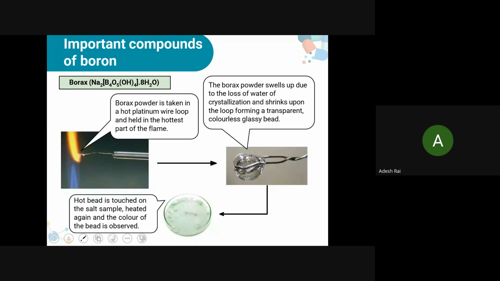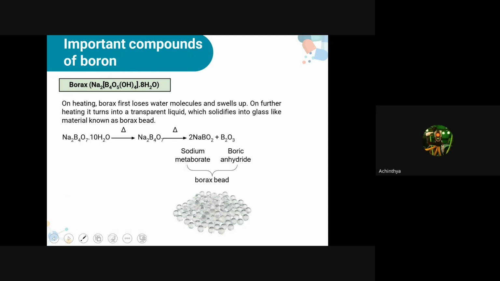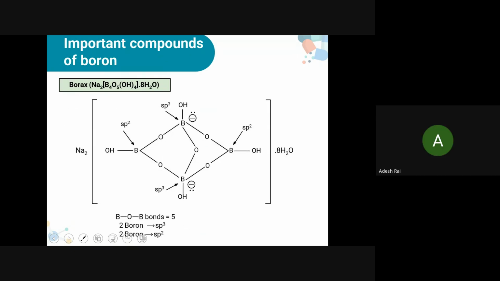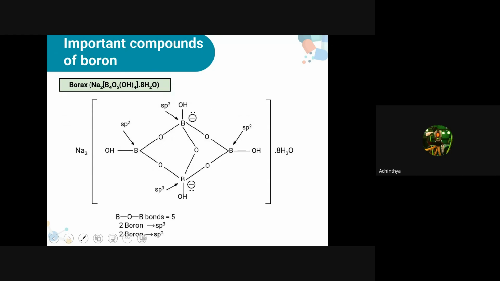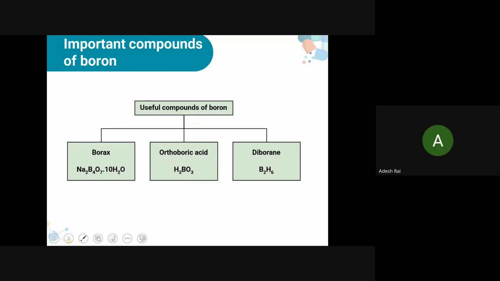Now, how do we perform the borax bead test? Before that, let me go back to the buffer solution slide. This is the structure of borax. It has two sp2 boron and two sp3 boron atoms. Was there anything done before borax? No, we just started with what are the compounds of boron that we have to study in this chapter. There are these three compounds: borax, orthoboric acid or boric acid, and diborane.